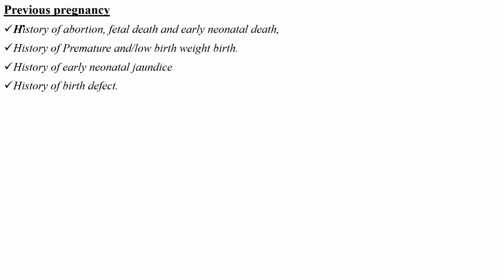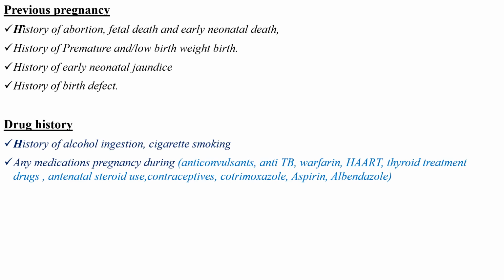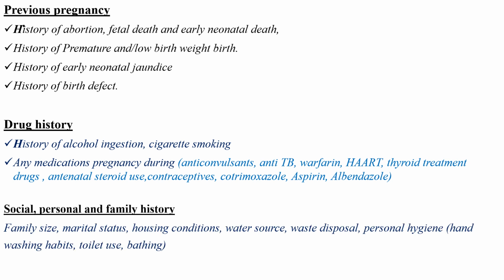And also ask about previous pregnancies, any history of abortion, any fetal deaths, early neonatal deaths, history of premature or low birth weight baby, history of early neonatal jaundice during the previous delivery, history of birth defect, and also drug history: alcohol ingestion, cigarette smoking, any medication during pregnancy, especially anticonvulsant, anti-TB, anticoagulant, thyroid treatment, and also drugs such as cotrimoxazole, aspirin, albendazole during pregnancy. Family size, marital status, housing conditions, water source, waste disposal, and the personal hygiene should also be documented.